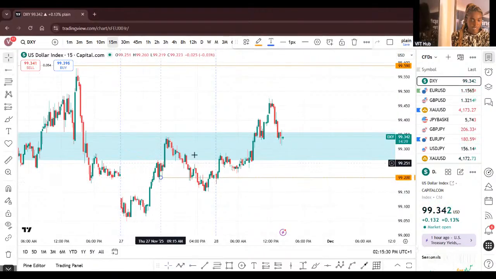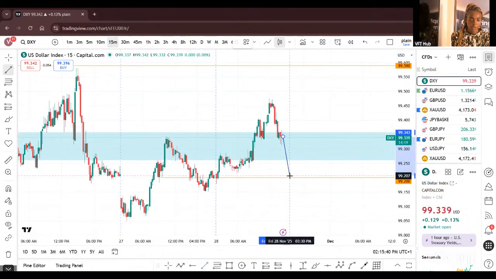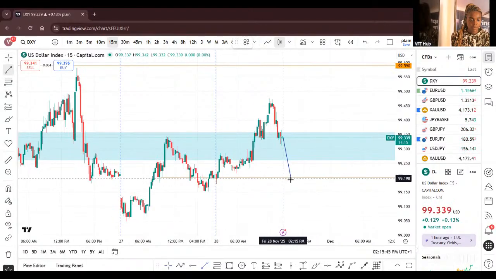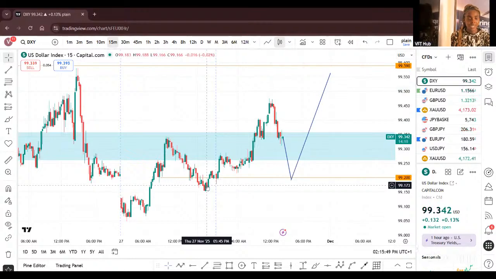So shoulder at 99.200, sweep to the downside. We want to wait for price to retrace into this level, and once that happens, I'm more than willing to buy DXY. So that's my outlook for today: a sell on both GBP USD and EUR USD, and a buy of DXY.